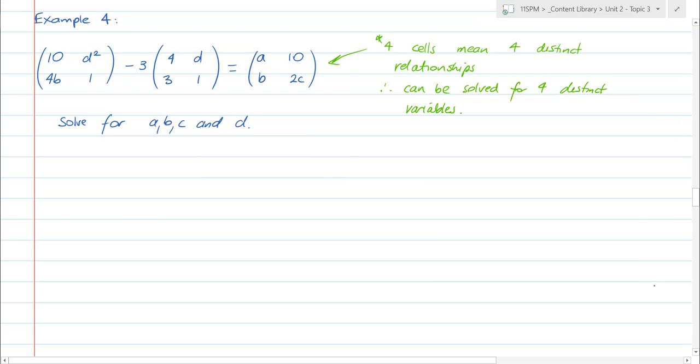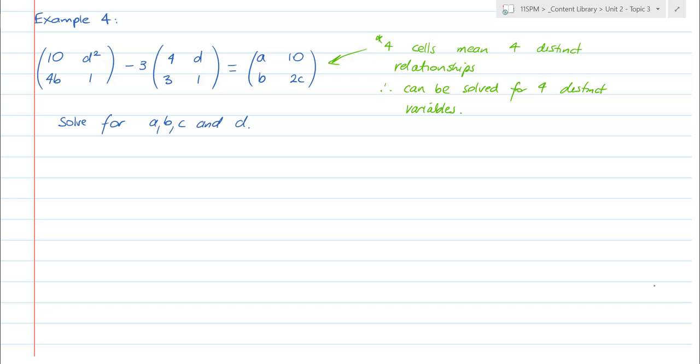So I've written in green here that 4 cells mean that there's 4 distinct relationships, and therefore it can be solved for 4 distinct variables. I want you to think back to our time doing vector components and how we could solve what looked like an unsolvable equation that had 2 variables in it. We could solve it because we could equate the i component and the j component separately and then solve from there. We get the same thing with matrices.